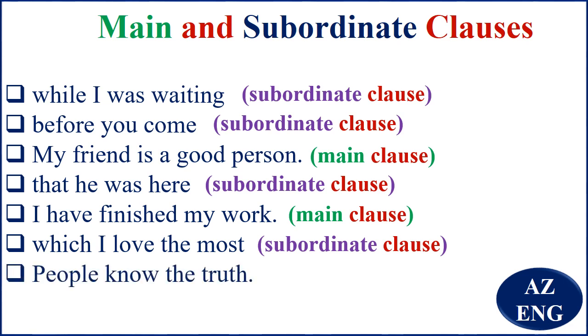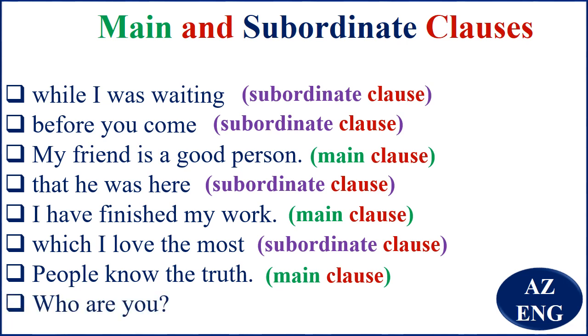People know the truth. So you should be able to know that this is an independent clause. This is a sentence. Who are you? So who are you is a question. So this is a main clause. It is an independent clause.